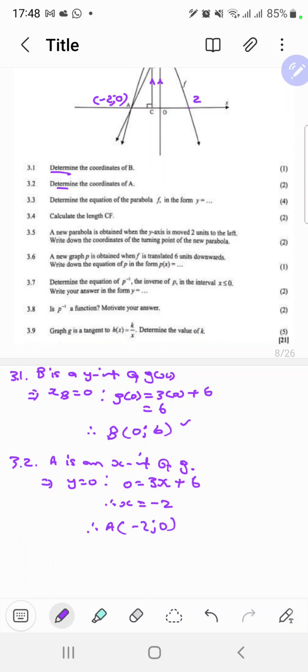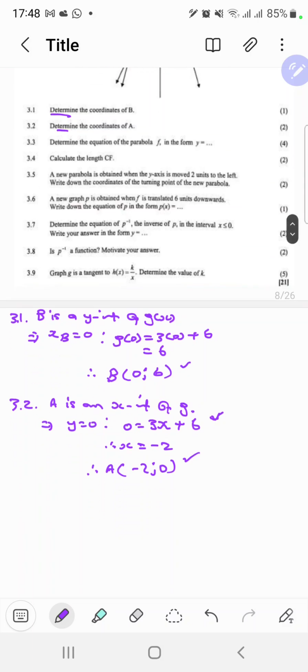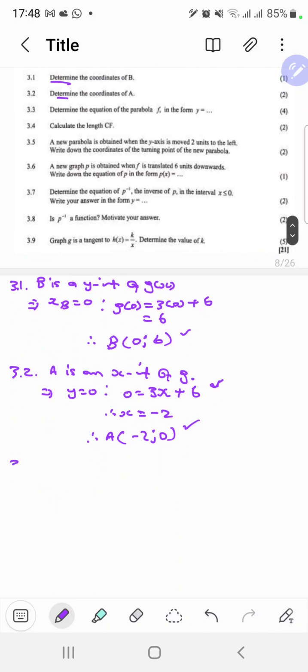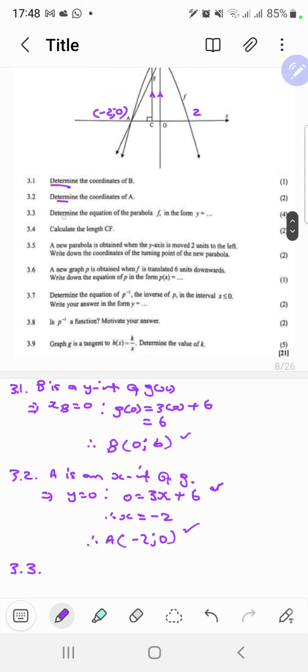So do you see they said determine? Please show us. You get a mark for that and then for that. So do you see at times it's not just straightforward. When they don't say right or what, if the word says determine or show, please have a habit of showing. Okay, let's keep moving. 3.3 says determine the equation of the parabola in the form y.